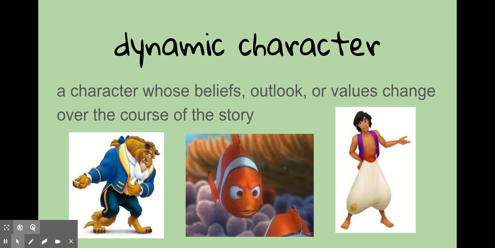Dynamic characters, on the opposite end, are characters who do grow. Their beliefs change, their values change, their attitudes change as the story progresses. For example, the Beast experiences both a physical change and an emotional change. Think about Nemo's dad. Nemo's dad begins the movie very scared and overprotective, and by the end of the movie, he's able to let Nemo go and join the other fish at school.